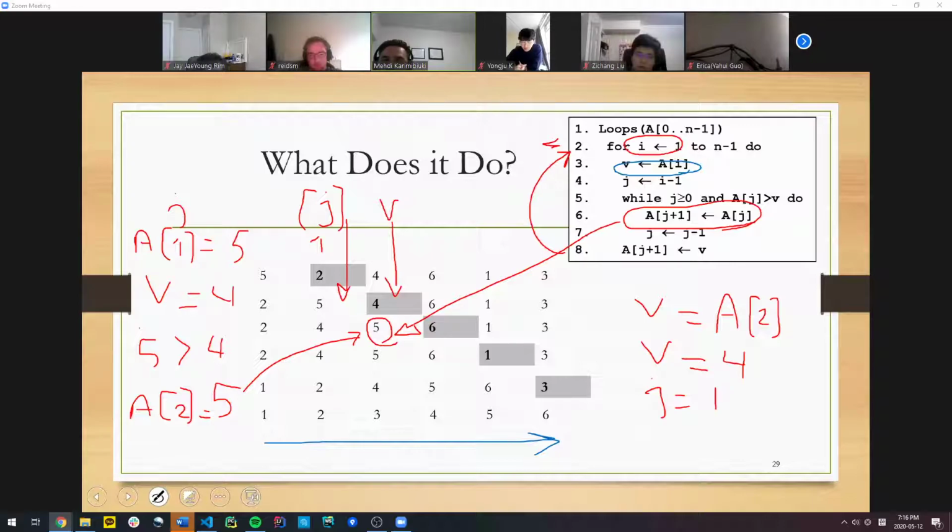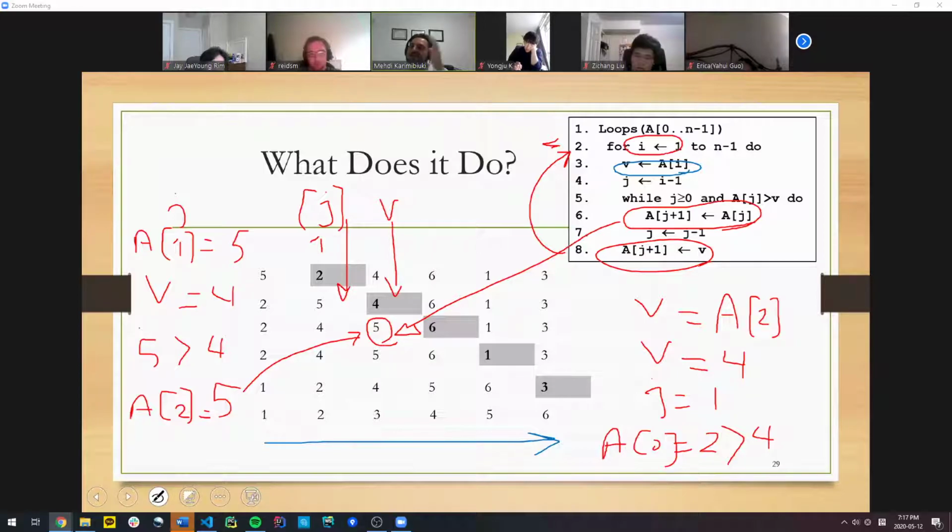And then, again, we have to go through the while again, while J is bigger or equal to 0, and A[J]. So what is A[0]? A[0] is 2, is it bigger than V? What is V? V is 4. It is not, so it's going to come out and go to line number 8. You guys follow that?